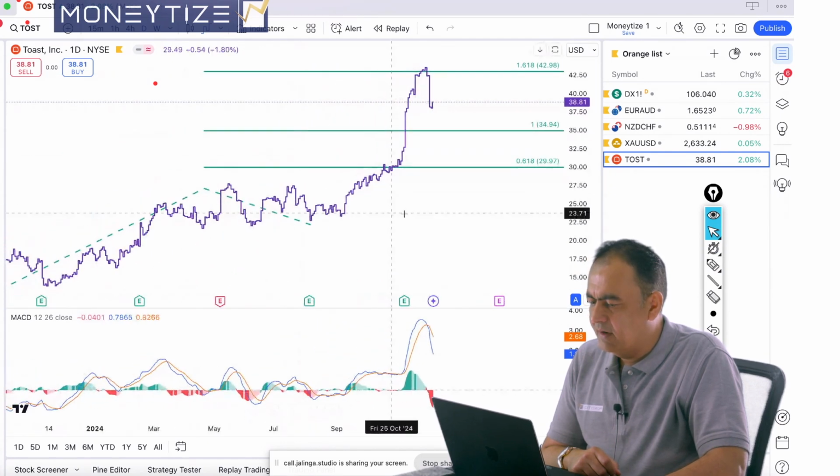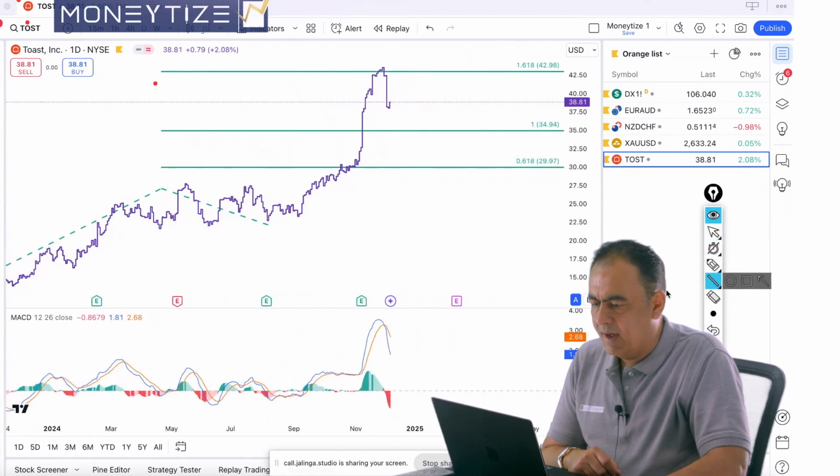no signs against, there is no bearish divergence, so the pullback, the retracement could be short-lived. So current price is 38.81. If we get 34.9, 35, take it as a buying opportunity.